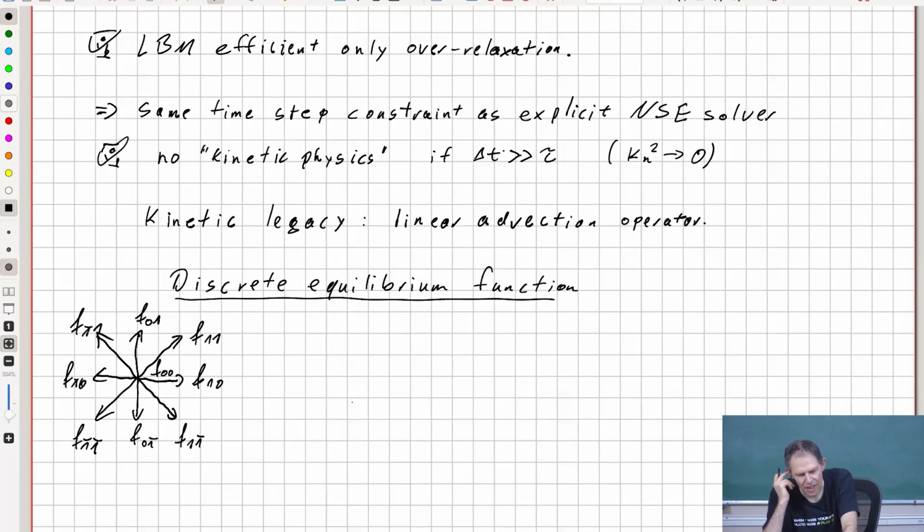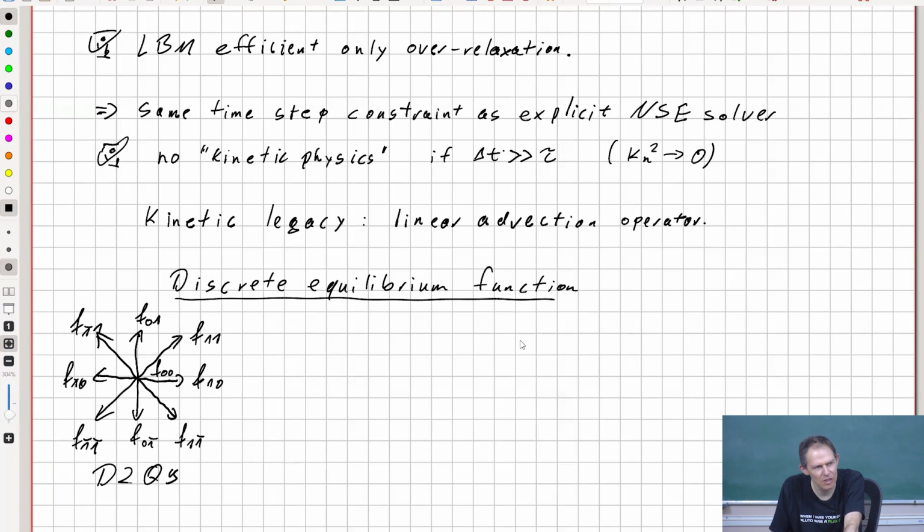So this is our D2Q9 velocity set. So we'll always use the number of dimensions first, D2 in 2 dimensions, and now it has 9 quantum numbers, as we say, so 9 different speeds. So here are 9 different velocities. So about the discrete equilibrium functions, there are basically 3 common methods.